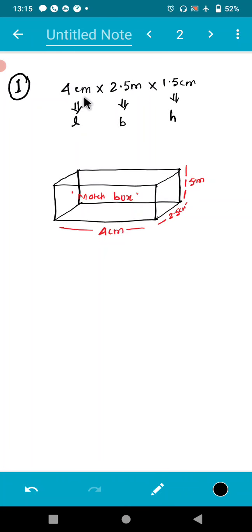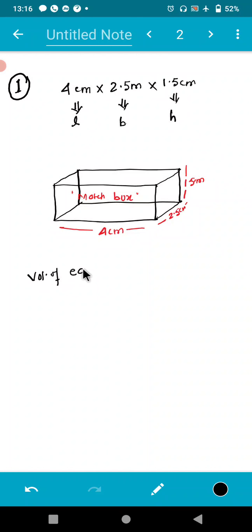Now you see, first of all you need to understand, if this way the dimension is given, then the first value you always have to consider as length, the second value you have to consider as breadth, and the third value you have to consider as height. So in this way if it is written, you will consider in this format. Okay, that is, this is length, this is breadth, and this is height. Now this is just a picture of a matchbox. So according to this dimension, the length is given 4 centimeter, breadth is 2.5 centimeter, and height is 1.5 centimeter, sorry.